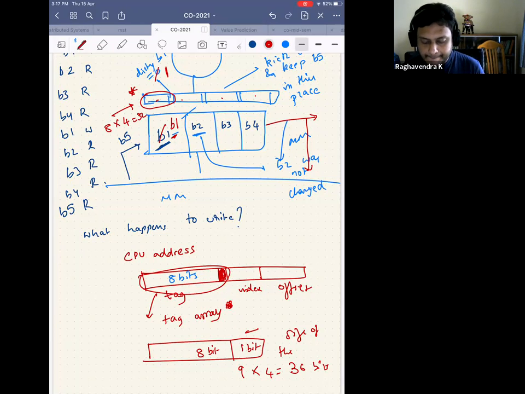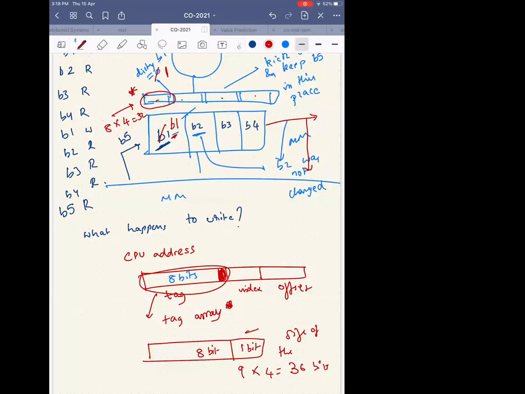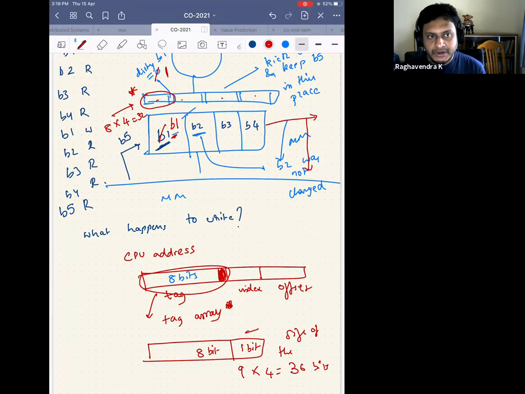Sir, if the dirty bit of B1 is set and we are replacing it, then it will take some time to reach main memory. And if the CPU is accessing B1 again, then it will have some stall because it has to update the B1 value first. Okay, excellent. So how many of you understood what he's saying?